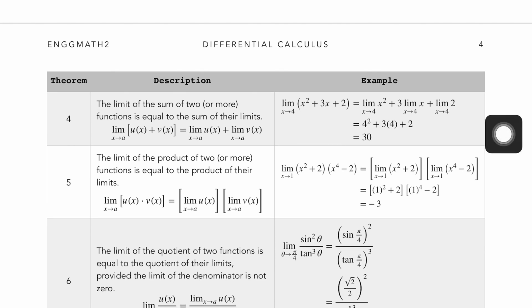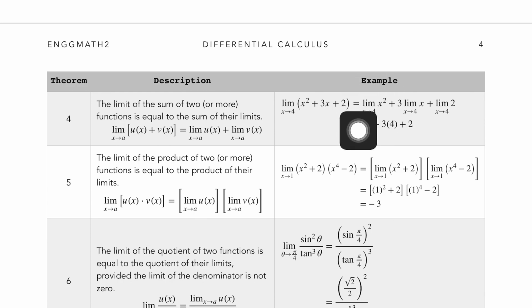For theorem number 4, the limit of the sum of 2 or more functions is equal to the sum of their limits. This also goes with the difference of 2 or more functions. So say for example that we have the limit of x squared plus 3x plus 2 as x approaches 4, we can determine the limit of each term independently. So this can be equated to the limit of x squared as x approaches 4, plus 3 times the limit of x, because 3 can be written before the limit function, so that's 3 times the limit of x as x approaches 4, plus the limit of 2 as x approaches 4.